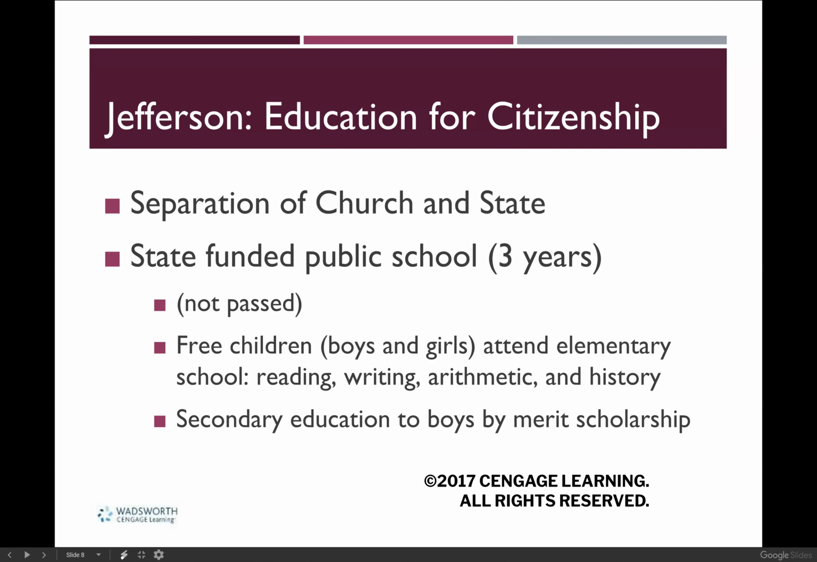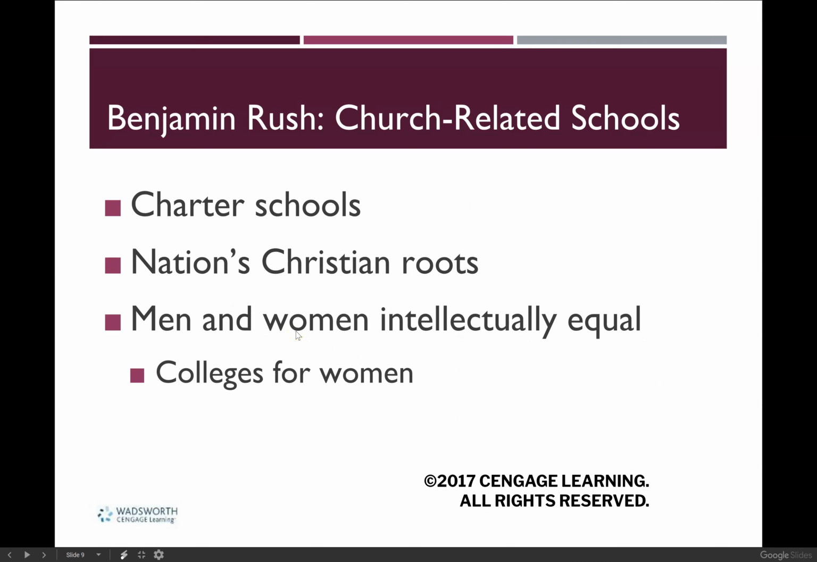And then there was Jefferson, who believed people should be educated in order to be better citizens. His was not passed, but we do have the separation of church and state. He was a great proponent of that. And then the state-funded public schools, he said that the state should fund public schooling for 3 years. He thought it should be free for children, both boys and girls, to attend elementary. And then secondary education, he said, should only be available to boys, but there should be a merit scholarship. So if poor boys wanted to go, there should be some kind of scholarship for them. This was not passed.